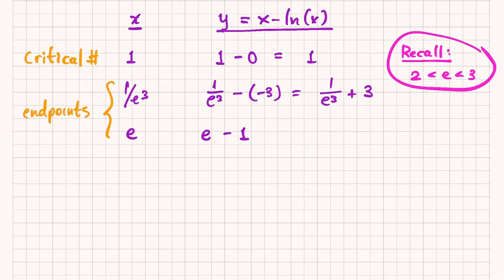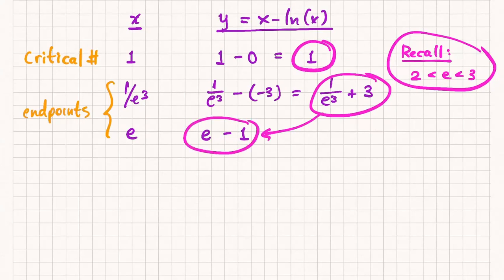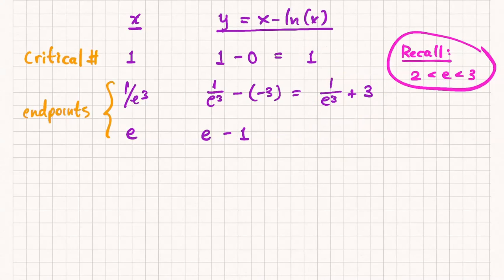So for instance, it should be obvious that 1 over e cubed plus 3 is the largest number. Why? First of all, it's obviously bigger than 1, because 3 is bigger than 1. Is it bigger than the other number? Is 1 over e cubed plus 3 bigger than e minus 1? Yes, because e is less than 3. So it should be obvious, just knowing that e is between 2 and 3, that 1 over e cubed plus 3 is the biggest number.